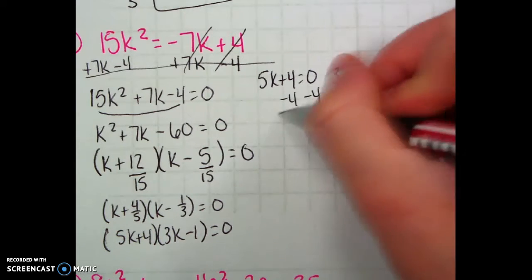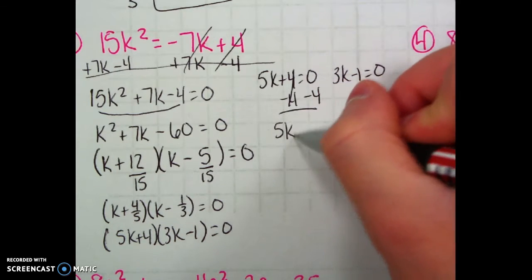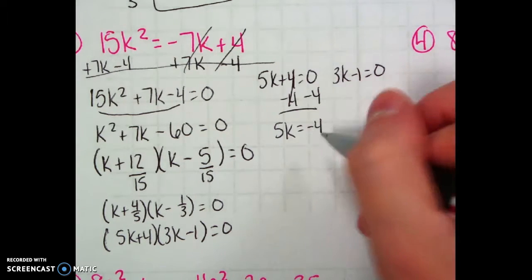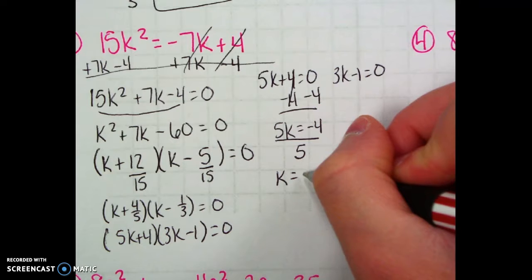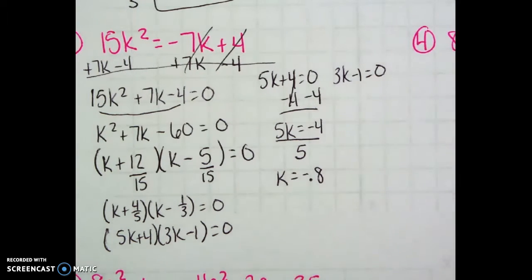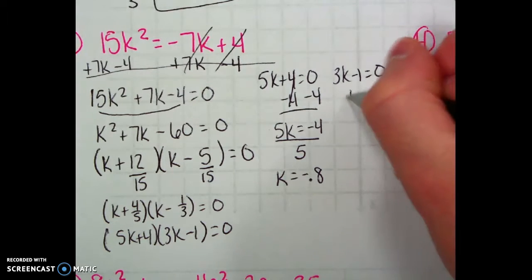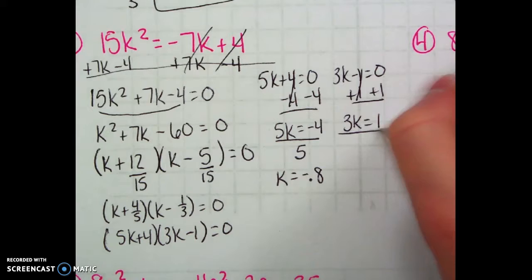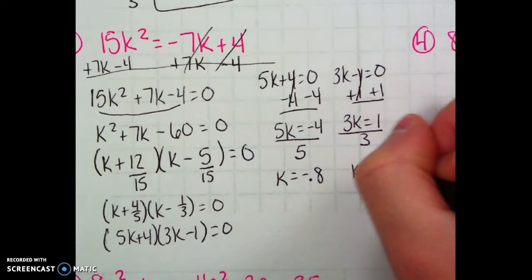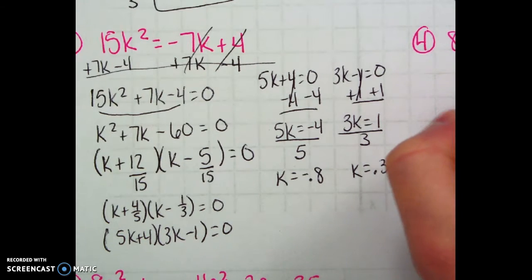Subtract 4. 5k equals negative 4. Divide by 5. K equals negative 0.8. And over here I'm going to add 1. So 3k equals 1. Divide by 3. K equals 0.33.